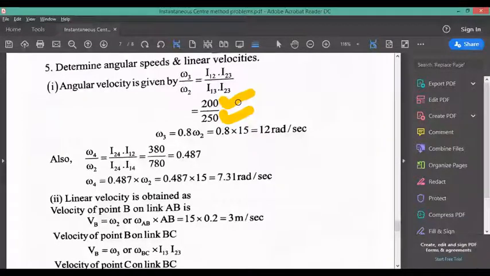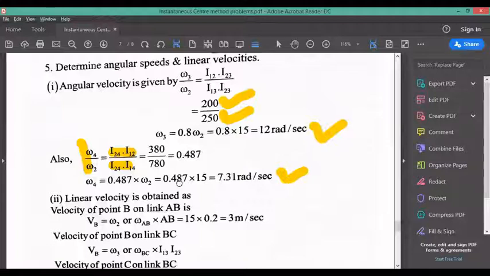So omega 3 will be 0.8 times omega 2. Omega 2 is given in the problem itself, that is 15 radians per second. Hence, omega 3 will be 15 multiplied by 0.8, which is 12 radians per second. In the same fashion, we can go for another angular velocity ratio, omega 4 divided by omega 2, taking the corresponding distances from the instantaneous centers so that we can find omega 4 also.